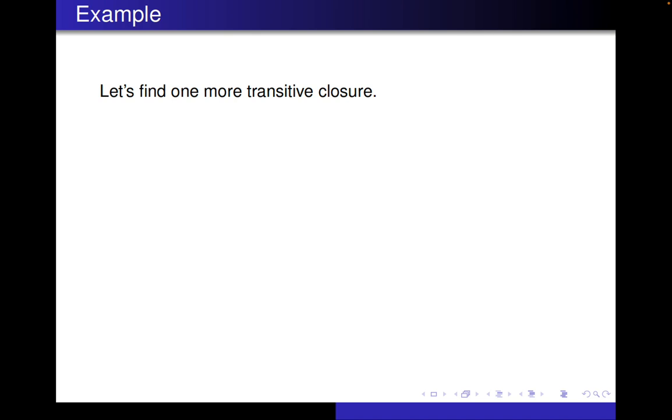All right, so let's find one more transitive closure. That one was kind of easy, right? Just to get us warmed up. This one's going to be a little bit more complicated. First of all, we have an extra vertex, and there's going to be some other things that are a little bit more complex, but we'll find our way through this, right? But we're going to take the same approach that we did before.